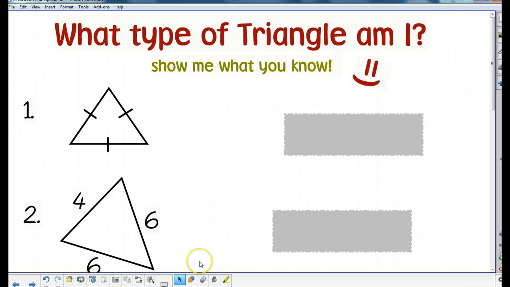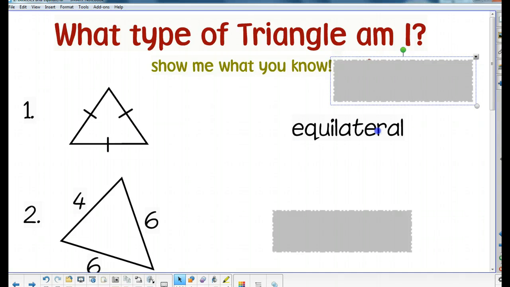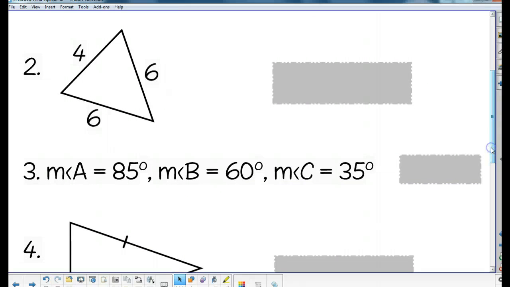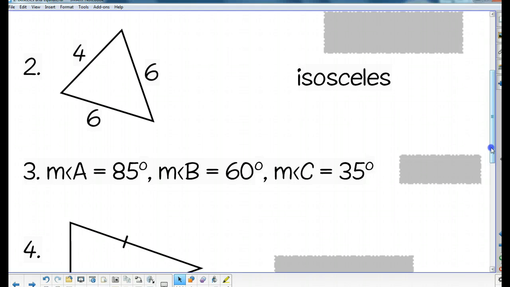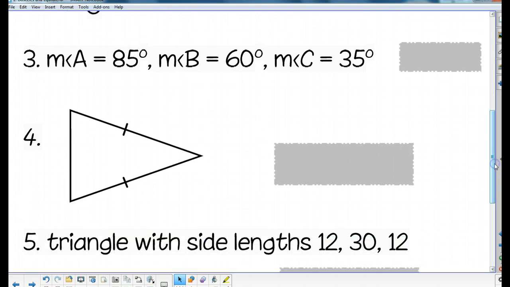All right. Number 1. Megan, what's number 1 called? Equilateral. We'll just go with equilateral because we're just going to name these with one word each. Okay, number 2. One word. Travis. Isosceles. Perfect. 2 sides congruent. Isosceles.